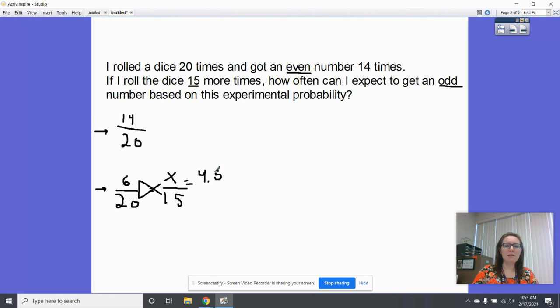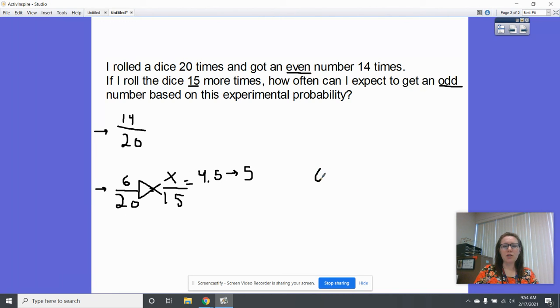When I roll a dice, assuming I'm not on a carpet where it could land on a corner, it just lands on a certain number. So I'm going to round this up to round it correctly. So I'm rounding it up to a 5. So 5 out of 15 times I expect to get an odd number. That's the one strategy, right? That's setting up a proportion.